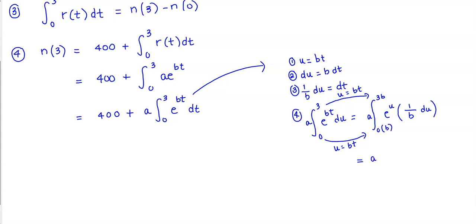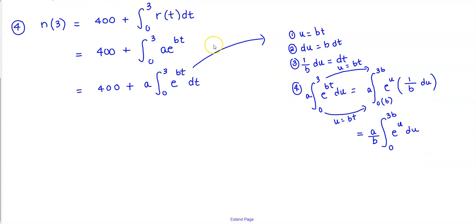So we end up getting a going from 0 to 3b. We're going to factor out the 1 over b, which is the same thing as a over b, and that's e to the u du. Now let's take the antiderivative of that, and we get a over b times e to the power of u going from 0 to 3b. So this is equal to a over b times e to the 3b minus e to the 0.